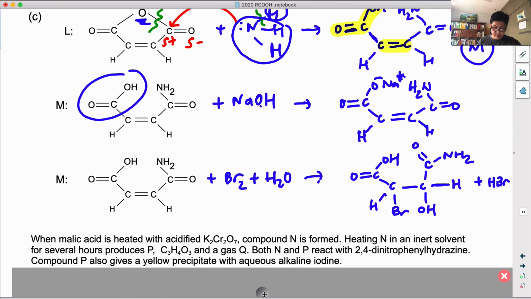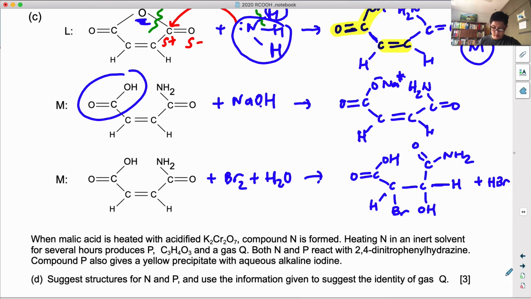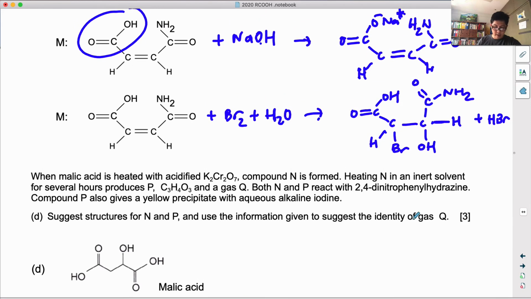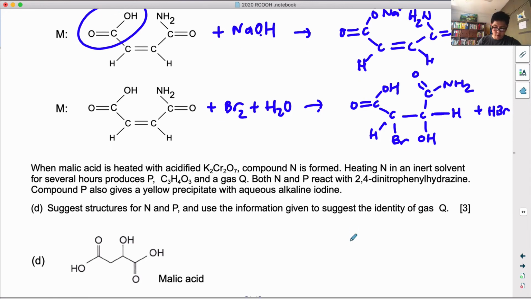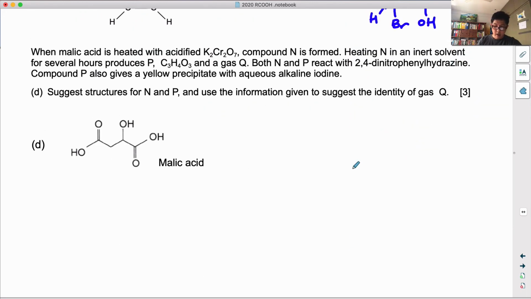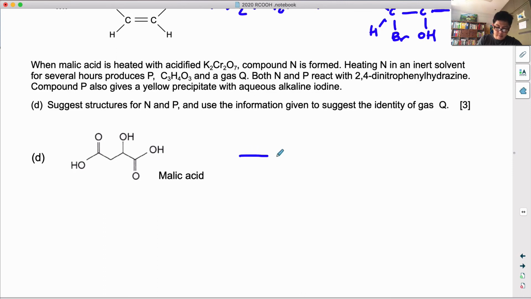When malic acid is heated with acidified dichromate, compound N is formed. All right, so let's look at it. So this malic acid, when it's heated with acidified dichromate. So dichromate is an oxidizing agent. It'll probably oxidize malic acid. So I'm going to just draw what I think it should be. All right, so if it's going to be oxidized, I can see that this part is a secondary alcohol and the rest are carboxylic acid. So I'll probably draw the secondary alcohol being oxidized to a ketone.